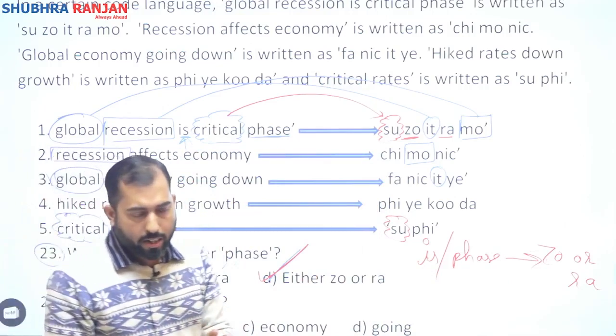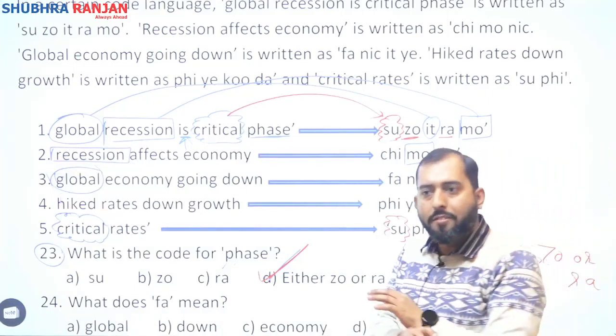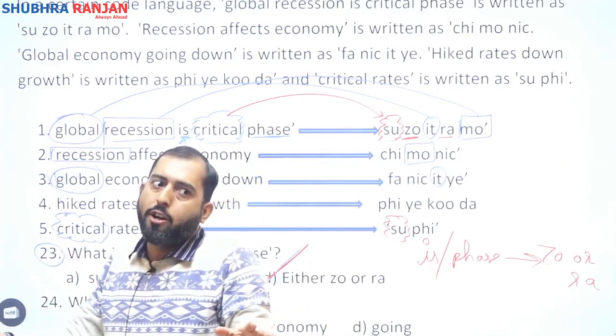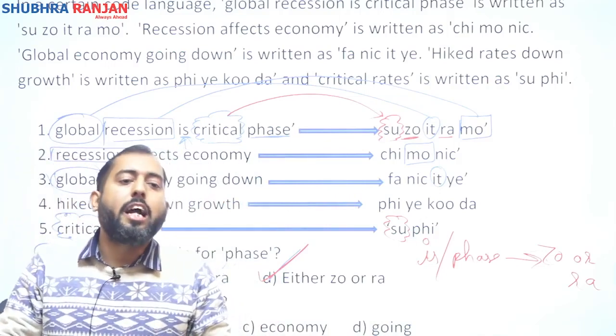Is this clear, guys? So this is it from coding and decoding. We have discussed all the different kinds of variation that were there in your examination, and the variations that you can expect.